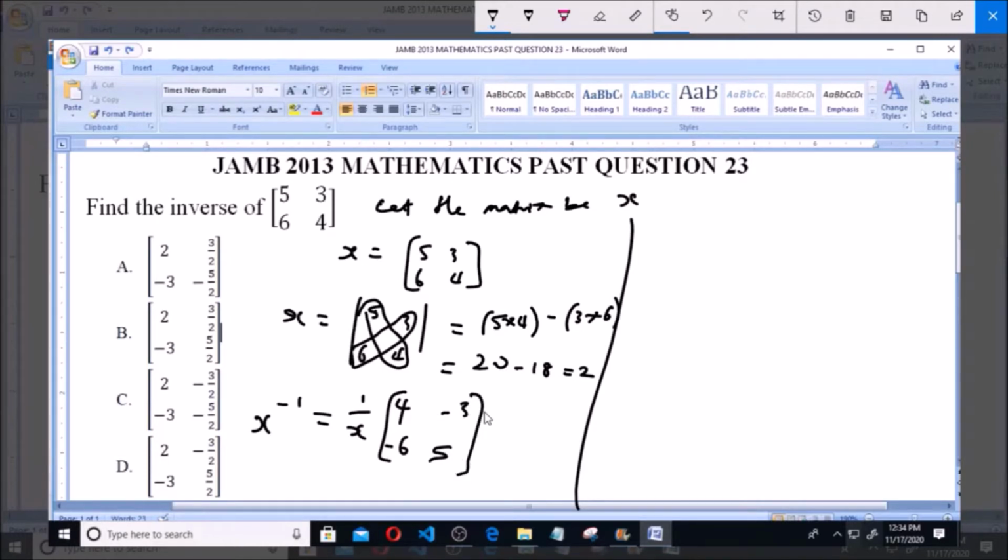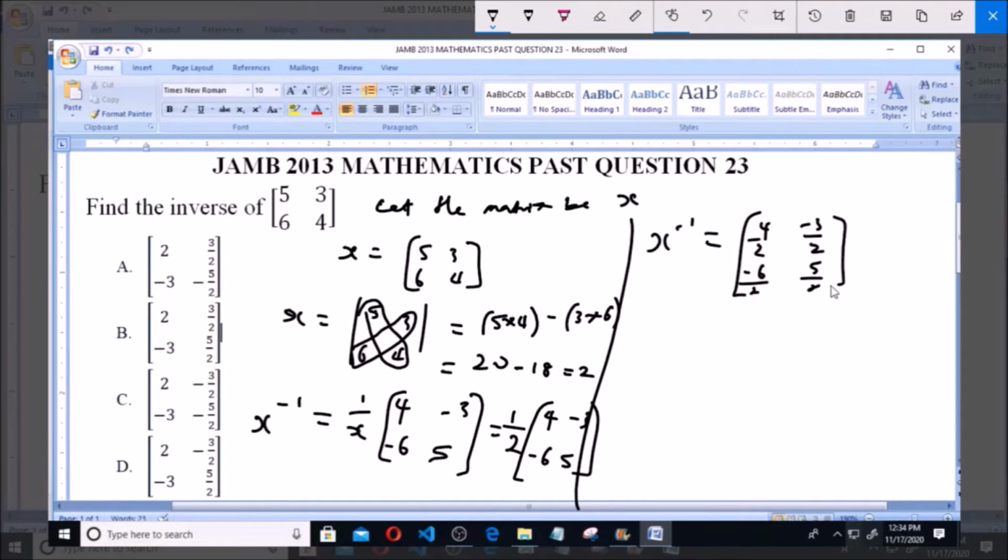So this is equal to 1 over 2, because the determinant is 2, times the matrix 4, minus 3, minus 6, 5. So I'm having X inverse equal to 4 over 2, minus 6 over 2, minus 3 over 2 and 5 over 2. So X inverse is equal to 4 over 2 will give us 2, minus 6 over 2 will give us minus 3, minus 3 over 2, and 5 over 2. Now this is option D. Option D is the correct answer to this question.